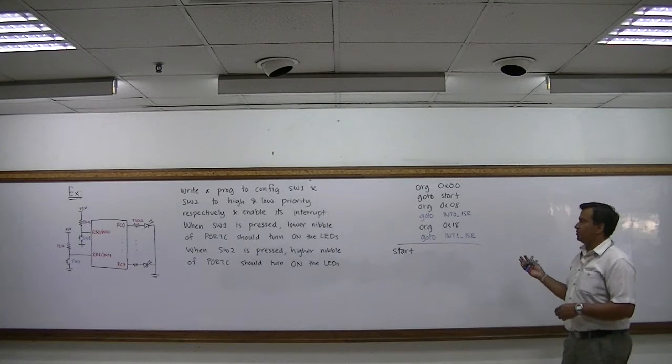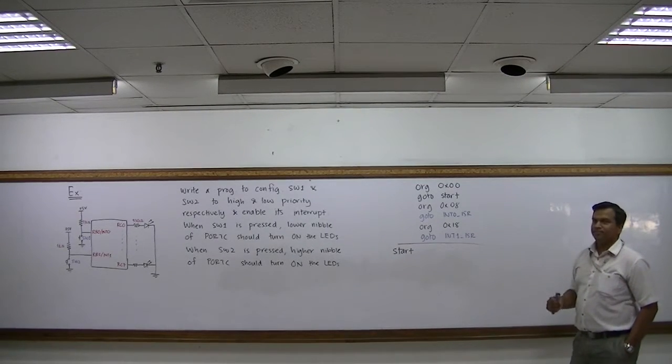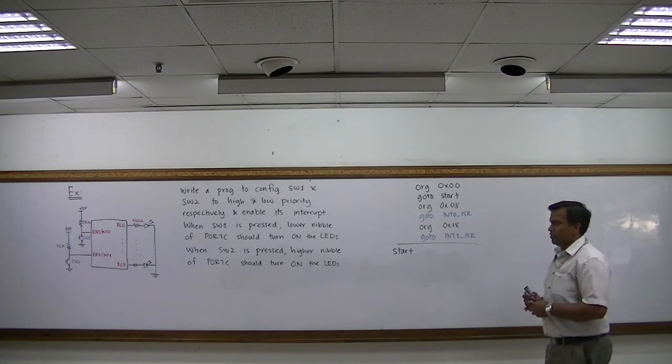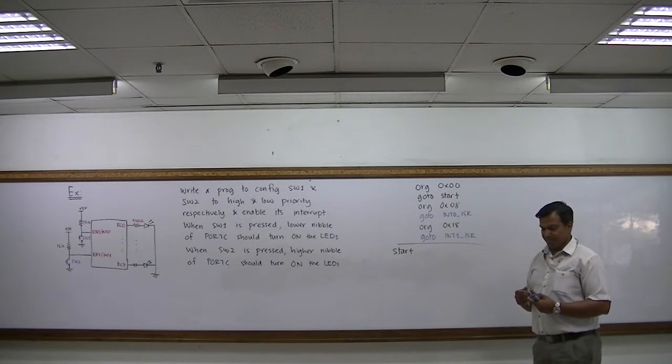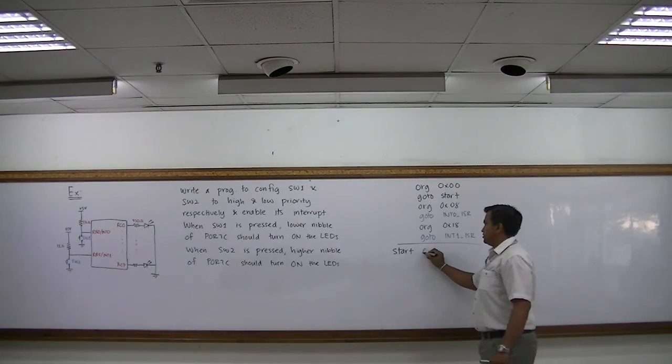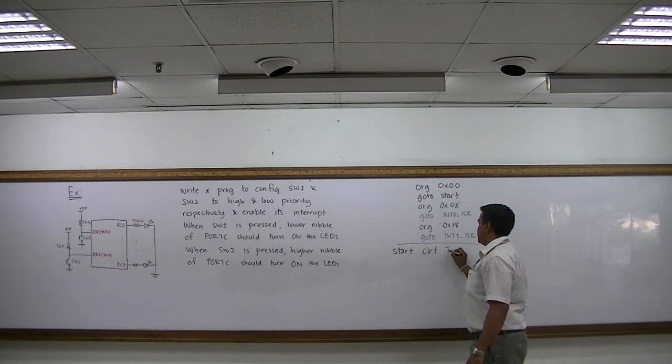Now in the beginning of the program, what should we do? Is there anything for us to configure? Yes, port C. How do you configure port C as input or output? Output. So how do you configure port C as output? Clear TRISC.